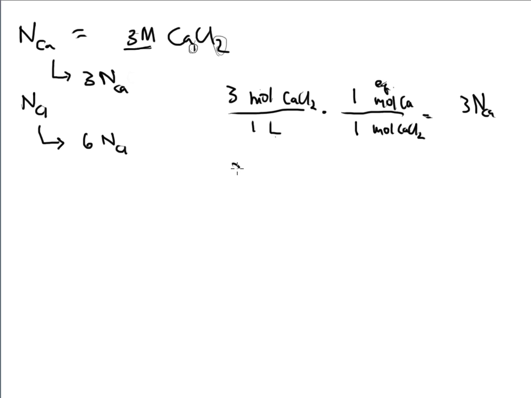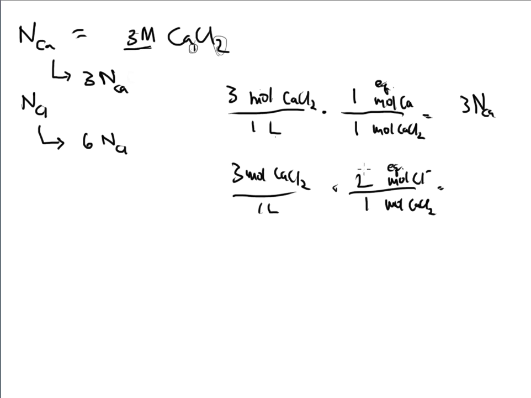I can do the same thing for the other one. 3 mole of CaCl2 over 1 liter. Bring in the dimensional analysis, mole of calcium chloride on top, mole of calcium chloride on the bottom. I want to go to mole of just chlorine only. For every 1 molecule, I get 2 equivalents. 2 moles of Cl minus. So 3 times 2 is going to be 6. 6 normal when it concerns chlorine.